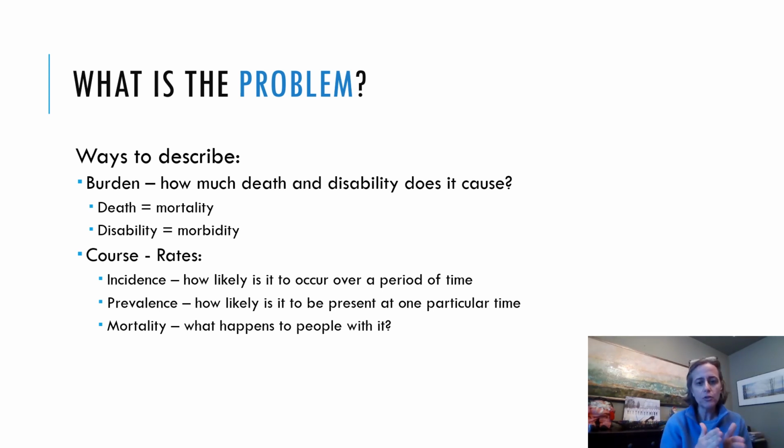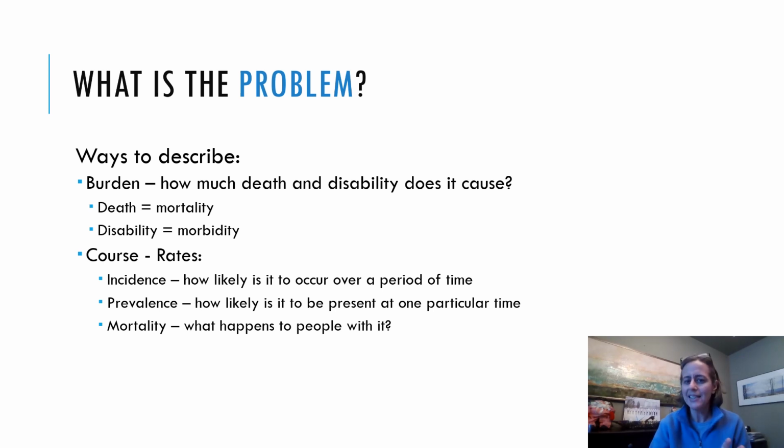Do you just have it for a short time? Do you have it for a long time? Kind of what goes on with it. And so there are 2 numbers that we look at to help understand the course of a disease. One is incidence, which tells us how many people get diagnosed with a condition over a period of time, usually 1 year. And the other is prevalence. So how likely is it to be present at any given time, right? So what percentage of the population is going to have this condition at one given time? And then of course, mortality is going to be important for understanding the course of a disease.